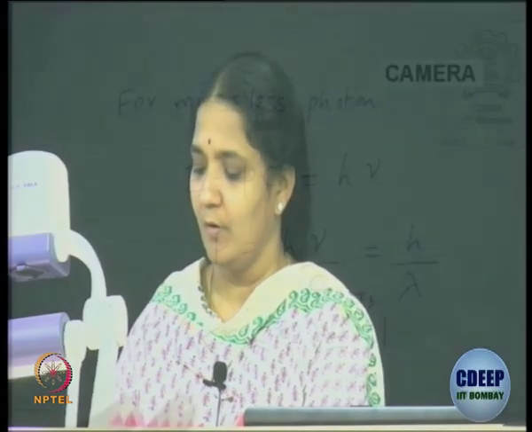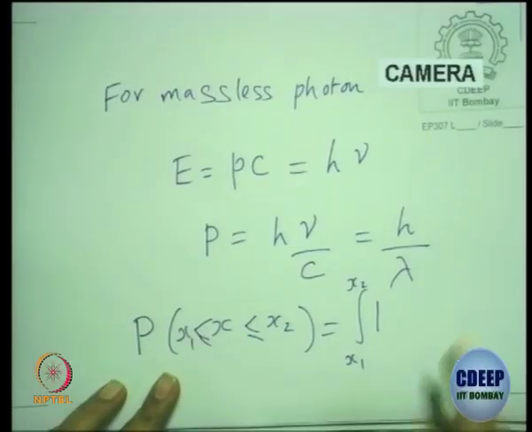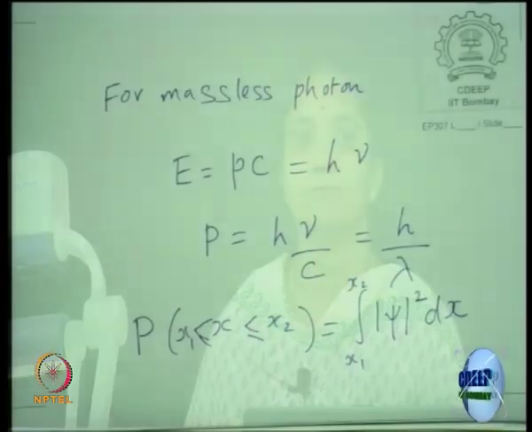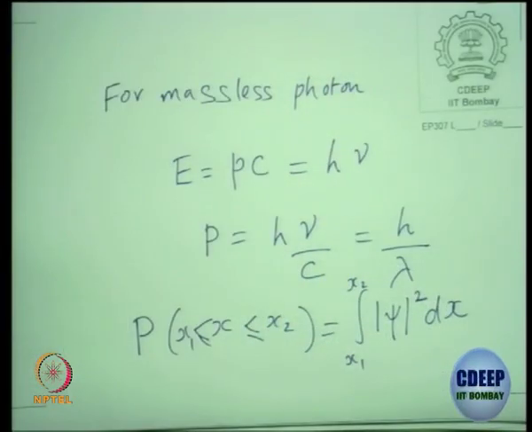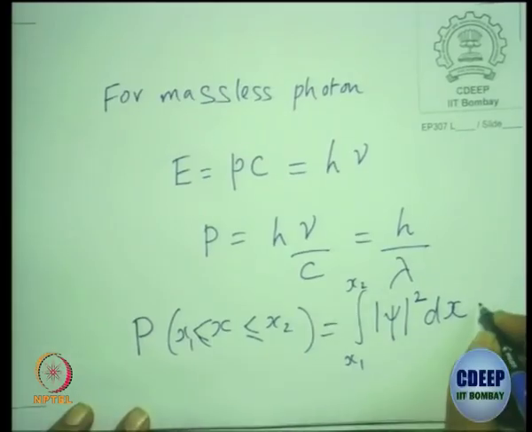So, P which we find for x lying between x1 and x2 has to be the integral from x1 to x2 of mod psi squared dx, and this has to be finite.